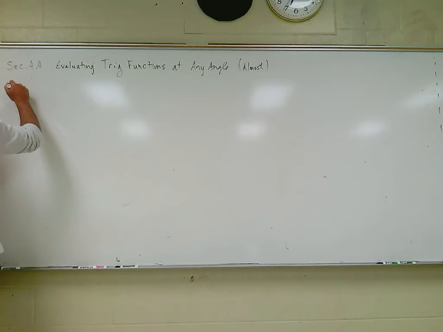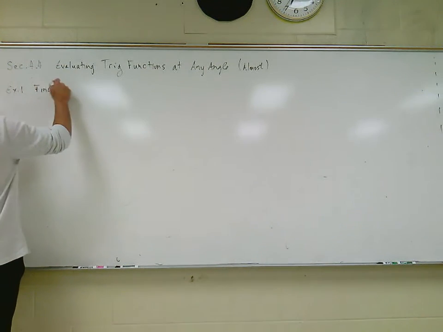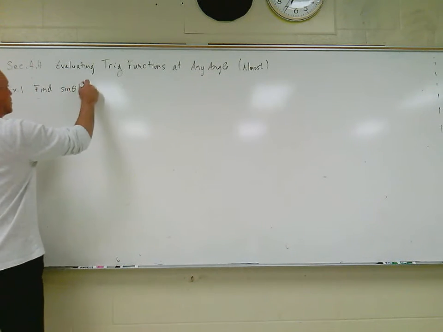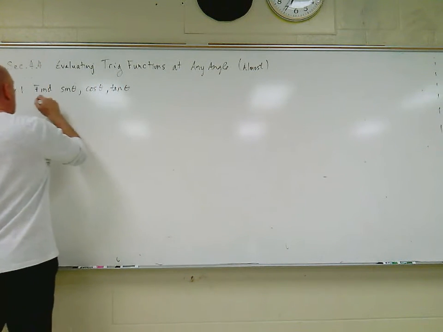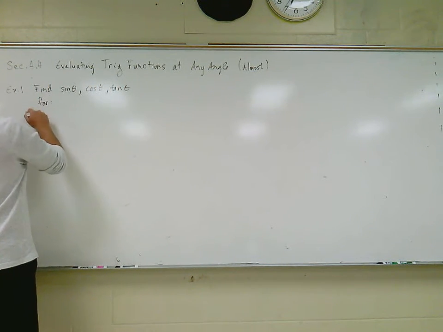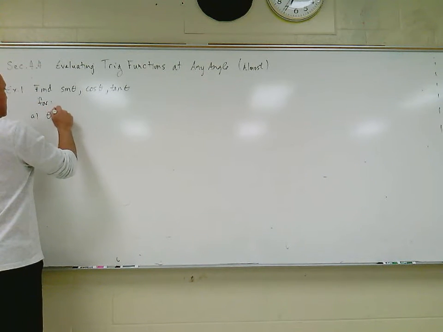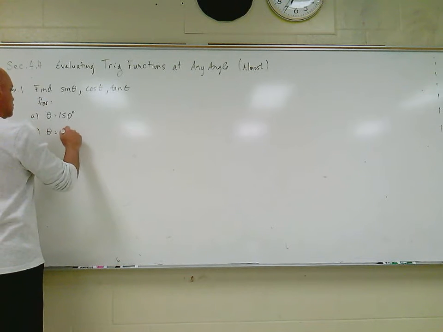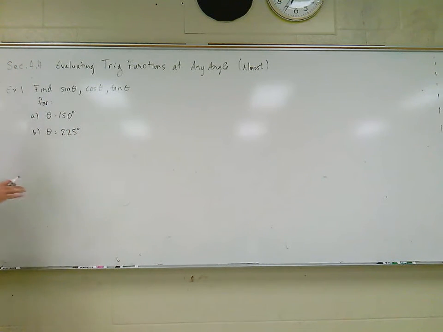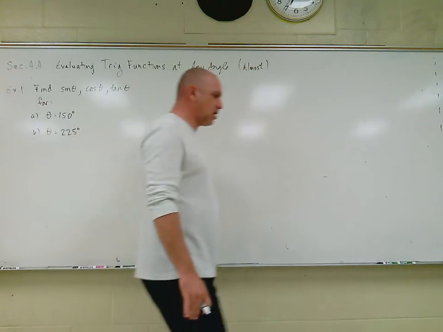So we're going to say example 1. Find sine theta, cosine theta, and tangent theta for, in part A, theta is 150 degrees, and then part B, theta is 225 degrees. And I think if I do these two problems and we go through these, we can maybe have an understanding of how we're going to do it.